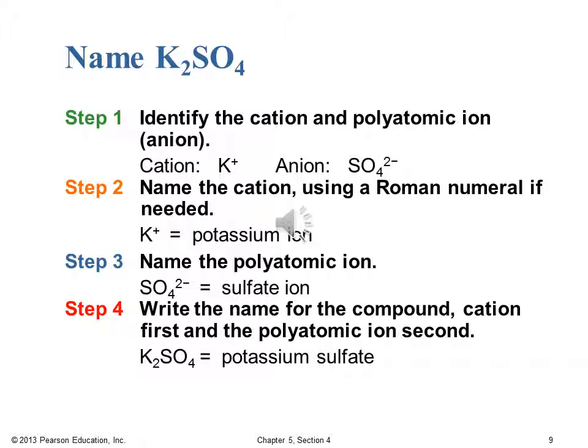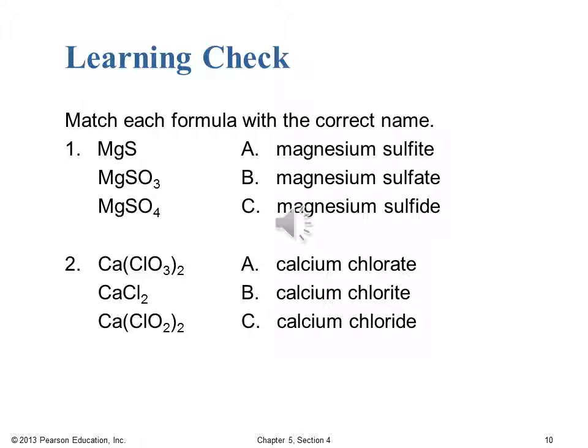You're going to get a chance in a moment to convince me of that when you try your learning check. Okay, so in this learning check, you're going to match each formula with the correct name. So they might be right across from each other. They might be at a diagonal. It's up to you to decide. So for number 1, we've got MgS, MgSO3, and MgSO4. So using those choices A, B, and C, pair the correct letter with the correct formula.